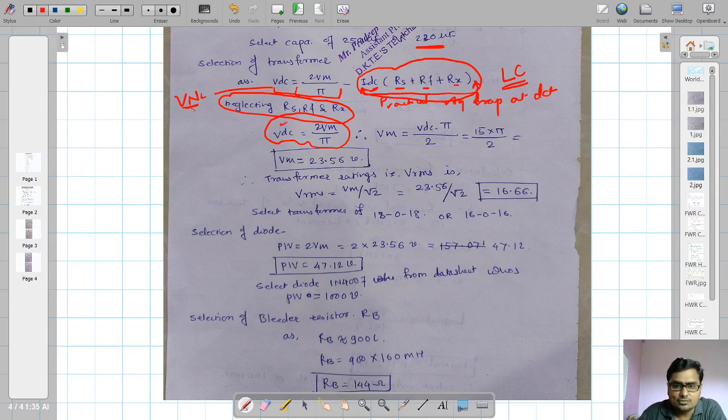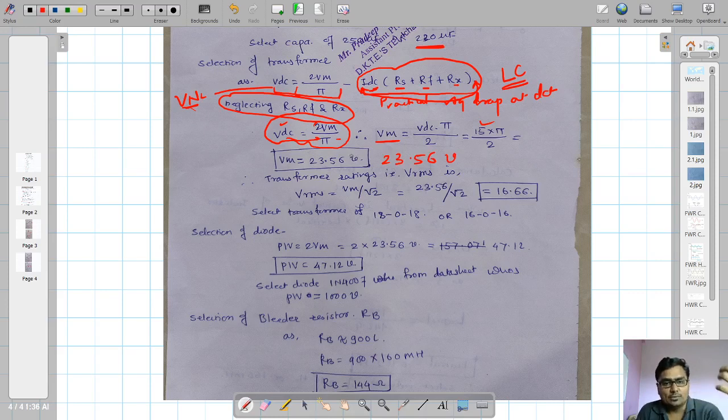From that VDC is known, that is 15. Then put the values of pi and 2 and calculate VM. Look at this, VM is equal to what? It is VDC multiplied by pi divided by 2. So 15 multiplied by pi divided by 2, I am getting 23.56 volt. This is my VM.